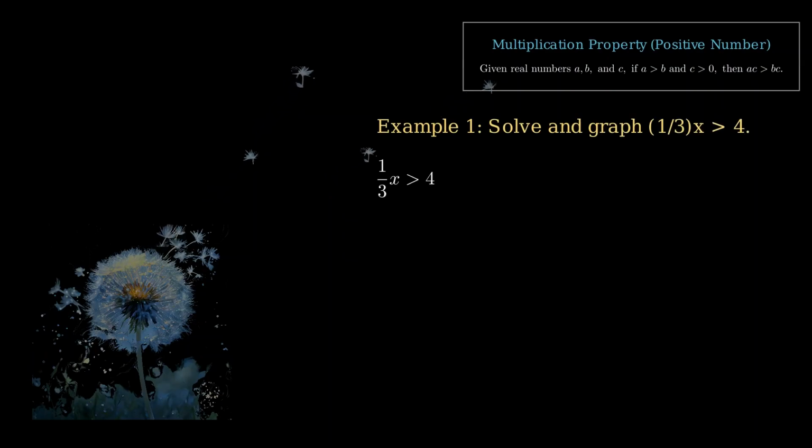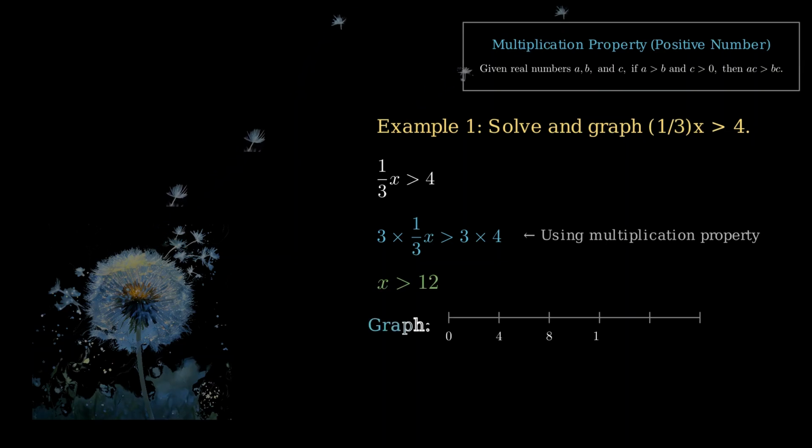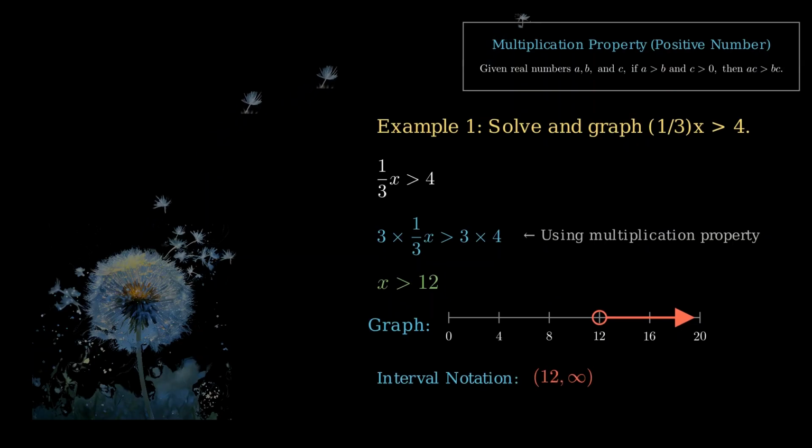Solve the inequality 1/3 of x is greater than 4 and graph the solution on a number line. To clear the fraction and isolate x, we use the multiplication property. We multiply both sides of the inequality by positive 3. Since 3 is positive, the inequality sign remains the same. This simplifies perfectly to x is greater than 12. On the number line, we place an open circle at 12 because 12 is excluded and draw a bold arrow to the right. The final solution in interval notation is written as open interval 12 to infinity.